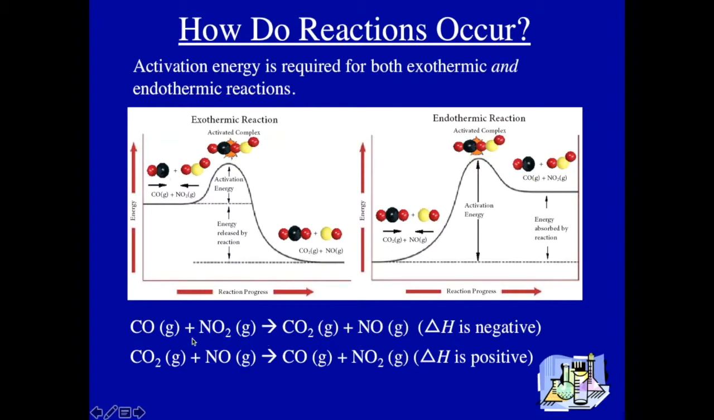And in the overall reaction, if I did carbon monoxide plus nitrogen dioxide, I would release energy, my delta H, which we've talked about before as a negative value. If I take carbon dioxide and nitrogen monoxide and combine them, and I can get them boosted enough that they form an activated complex to turn into carbon monoxide and nitrogen dioxide, that would be a positive delta H value because energy is absorbed.